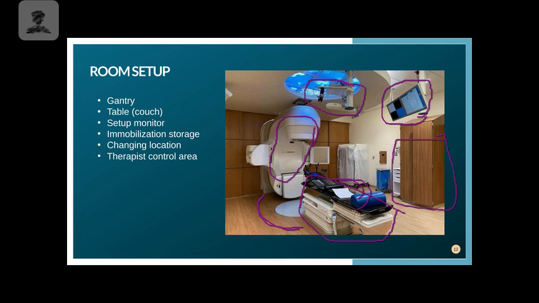We're going to have immobilization storage somewhere, so usually you can either have a clothing rack that you hang them from, or you could have different cabinets where you put them inside. We're going to have some type of changing location. Some places have an actual changing room or multiple changing rooms so they can get patients prepared before they go back for their actual treatment for the day. And then a therapist control area. So that's where we're going to be the majority of the time and operating all of that.